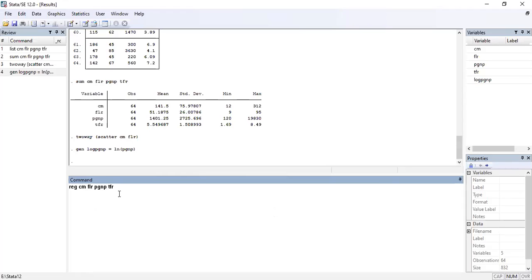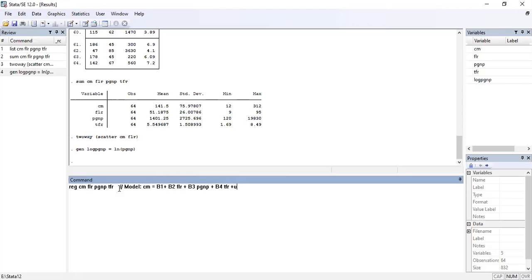So what is the model here? Anybody tell me the model here? The econometric model. CM equals beta 1 plus beta 2 FLR plus beta 3 PGNP plus beta 4 TFR plus u. Yes, these are all i's: CM_i, FLR_i, PGNP_i, TFR_i. So this is the model.